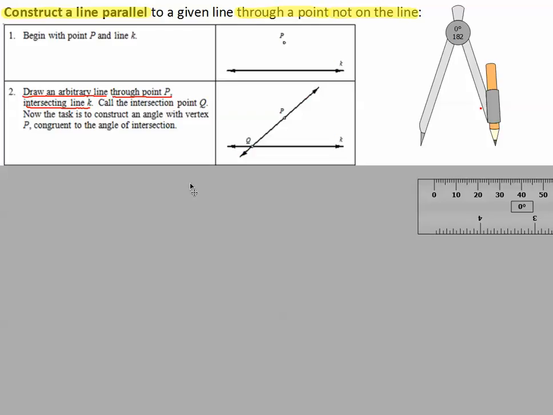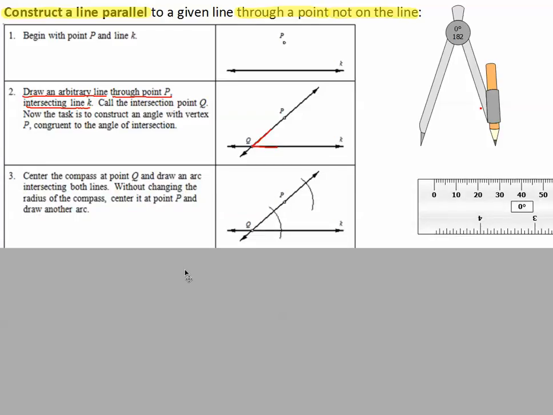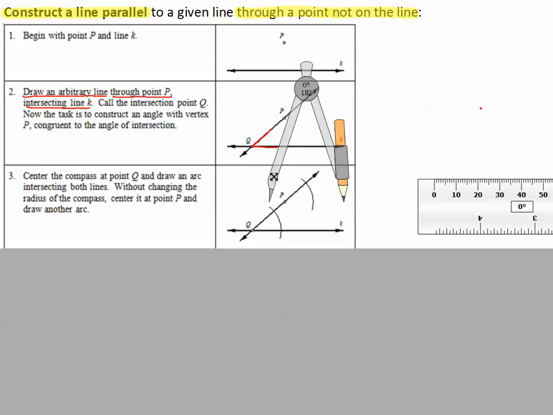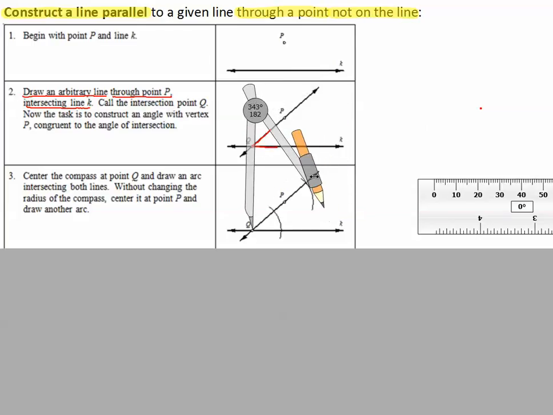From there, notice that we've created an angle. Do you see this angle that's right here? We've created this angle. Well, we are going to copy that angle. Remember how we copy an angle. I'm going to take my compass, put it on that vertex, and I'm going to draw an arc that goes through both sides of my angle.